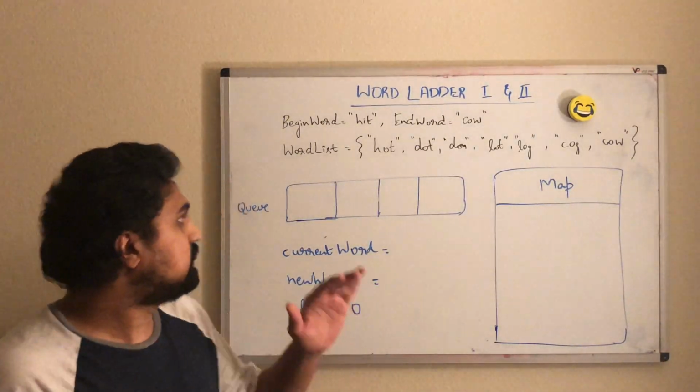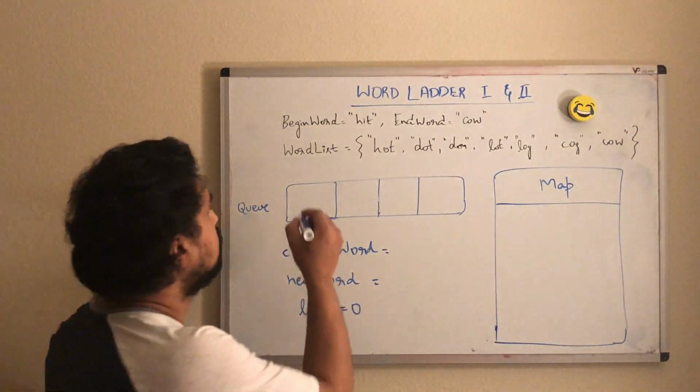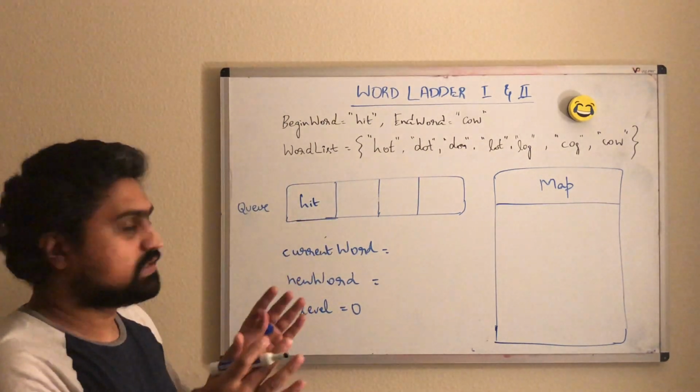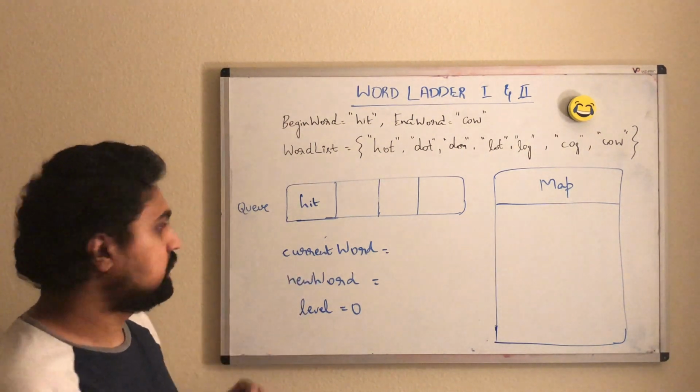Okay, now let's start this by offering the begin word to the queue. So we shall add hit to the queue. Okay, now the queue size is 1. Let's start processing the words in the queue.